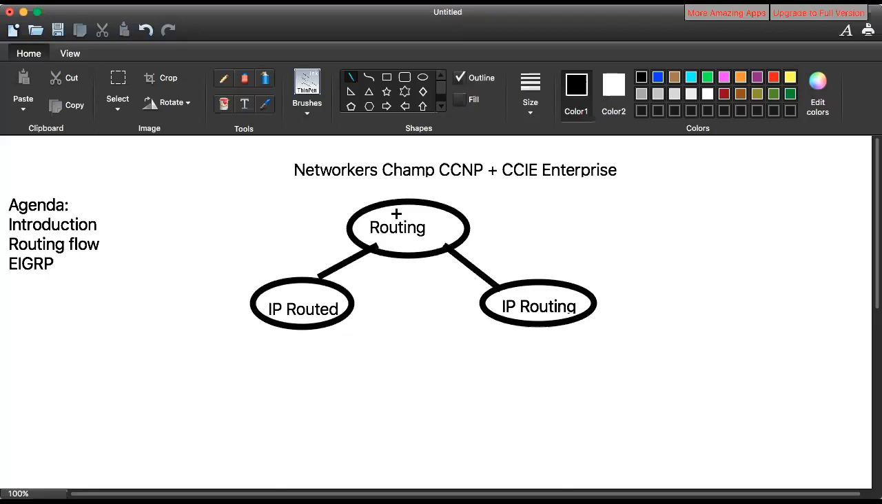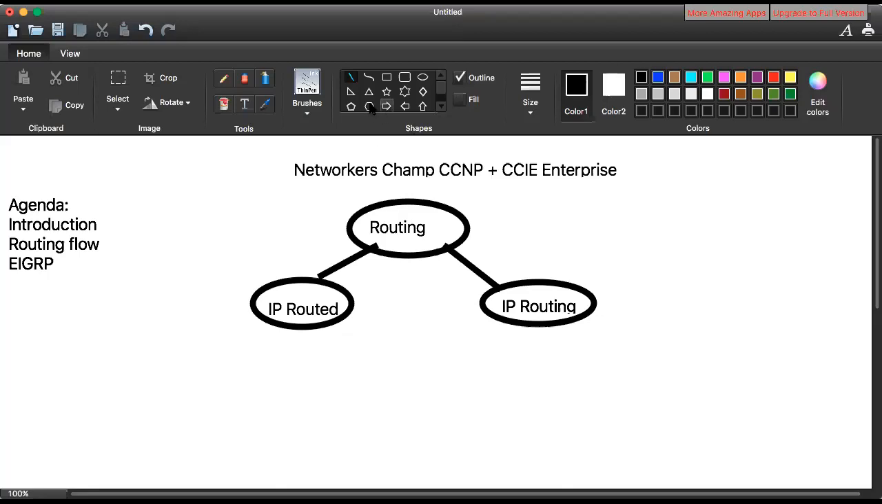The second is IP routing. IP routing is a process of selecting the best path, as well as learning the destination. What does that mean? IP routing is a process of learning where the destination is, and if we have multiple paths to reach that destination, which path would be the best. That all happens in IP routing.